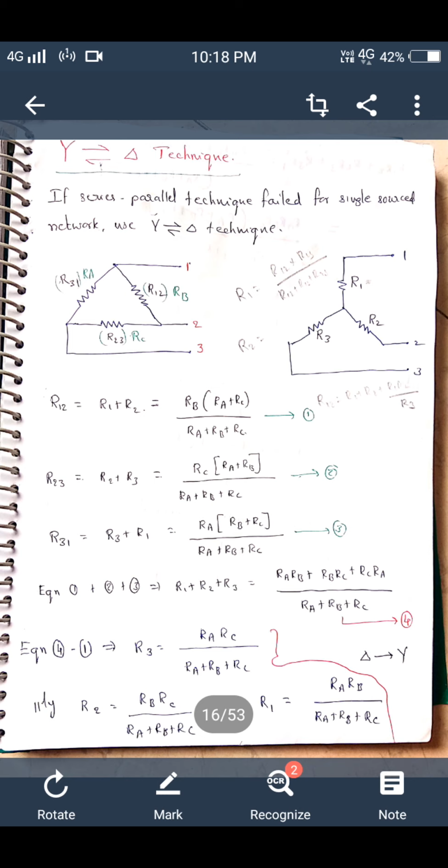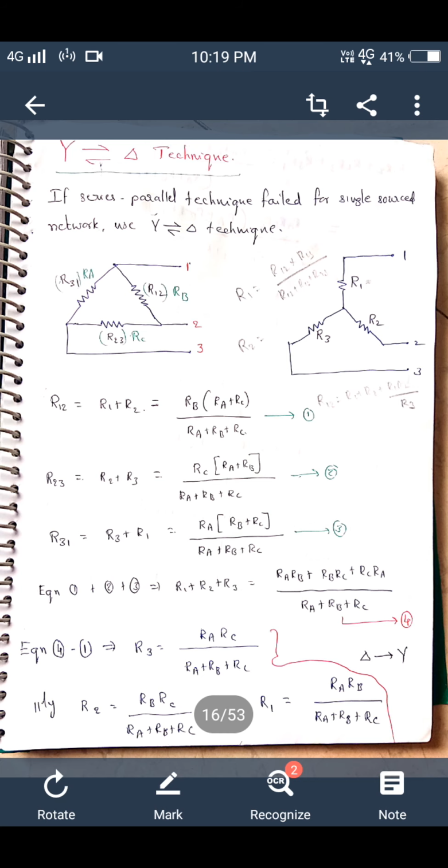Just refer to the formulas for how to convert. See, the left side is a delta connection, the right side represents a star connection. Suppose you want to convert delta to star. Delta means nothing but what you are having: R1, R2, R3. Suppose you assume the resistors, each leg resistance value is like this.